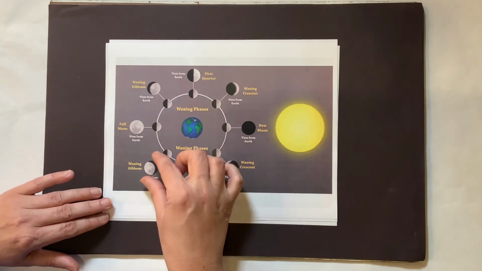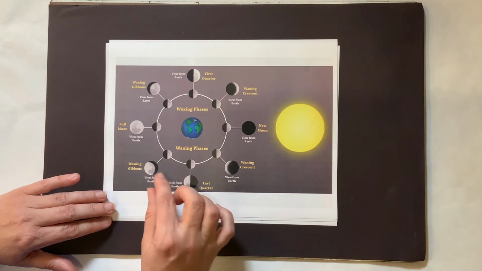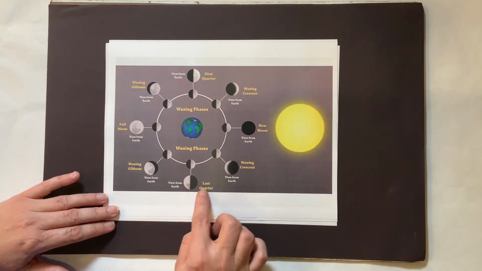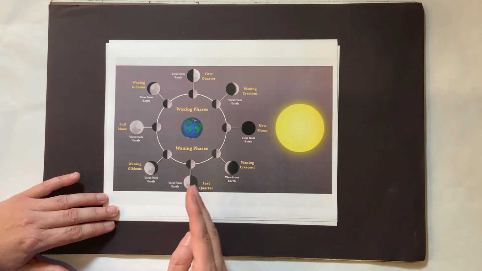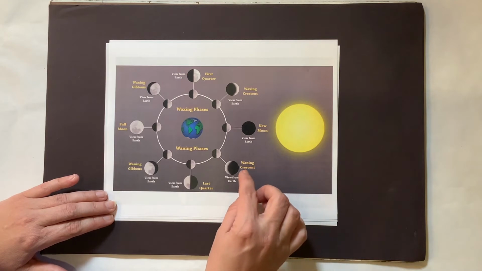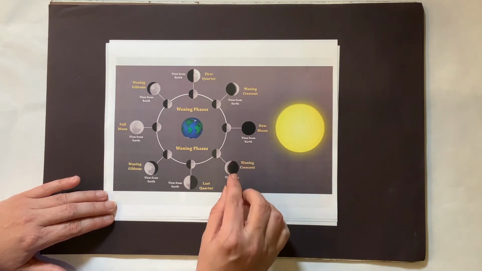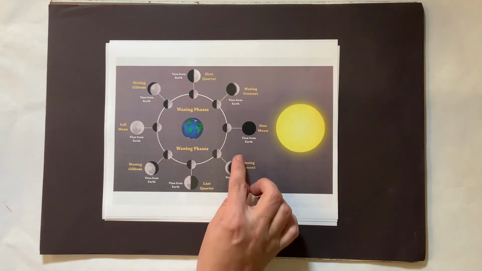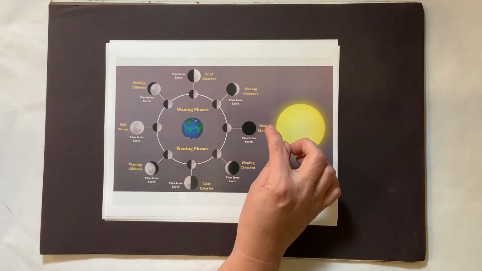It's the waning gibbous. The gibbous is when it's more than half. And look, here's the last quarter, when you only have half. And here we're losing the light again, even less. That's our waning crescent. And back to our new moon.